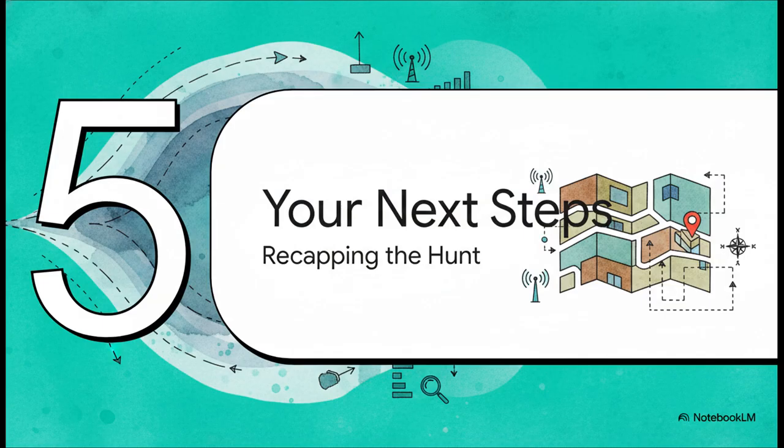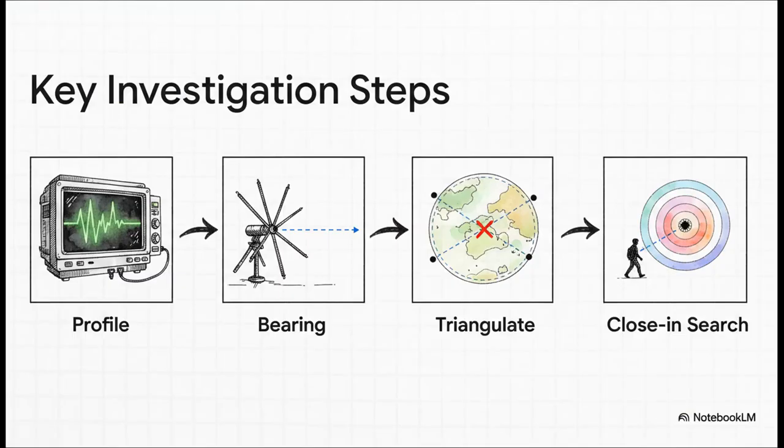So let's quickly recap the key steps we covered. First, you profiled the signal's signature so you knew what your target looked like. Second, you used the directional antenna to get a bearing, that angle of arrival. Third, you took at least one more bearing from a different spot to triangulate the source area. And finally, you used that simple hot-cold method to guide your close-in search, walking right up to the source.